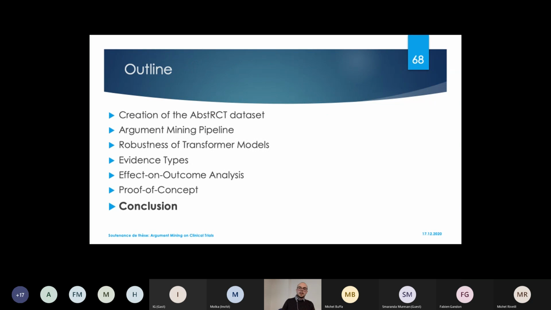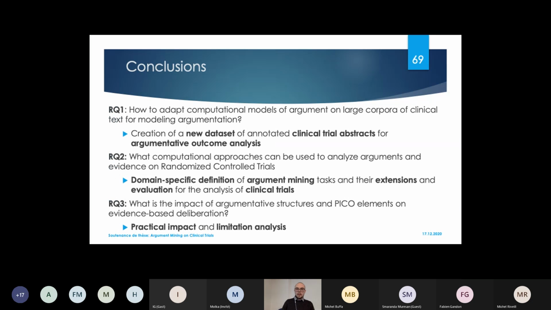So to finally conclude the work of my thesis, as I said in the beginning, there were three major research questions. To address the first question, how one can adapt the computational models of arguments, the answer was basically the creation of the abstract dataset with a bipolar argumentation scheme and the extension of the outcome analysis annotations. And for the second question about the computational approaches, I tested various methods and created a domain-specific argument mining pipeline plus the extension like the effect on outcome.